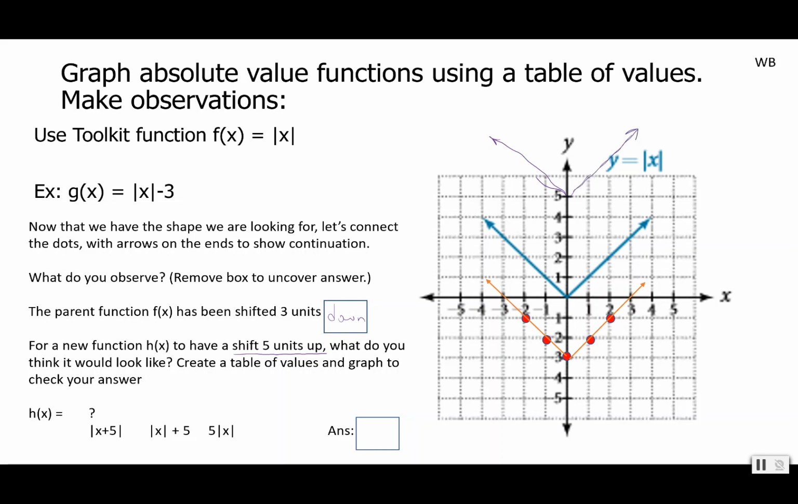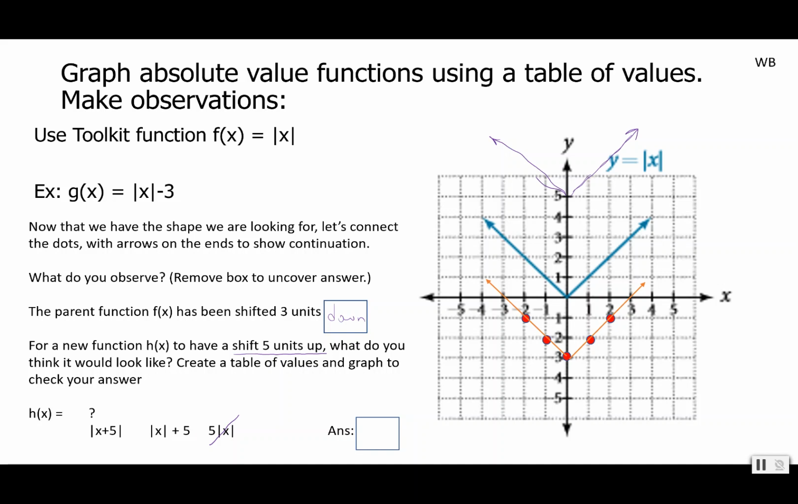Okay, so for example, when we substitute 0, we want to end up with 5. So let's see, if we put 0 in here, 0 plus 5, yep, that would be 5. Absolute value of 0, 0 plus 5, that would still be 5. 5 times the absolute value of 0, nope, that's definitely not it. Okay, let's try a different value.